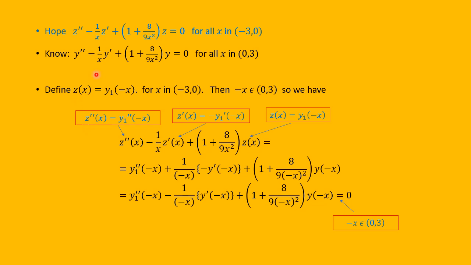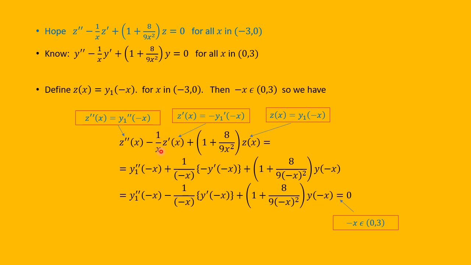So look at this stuff right here. Here it is again. And now we're going to make substitutions to get this in terms of y. Well, z double prime is just y1 double prime of minus x. This z prime of x here is equal to minus y1 prime of minus x. And also we'll make a slight algebraic manipulation here. Minus 1 over x is the same as plus 1 over minus x.